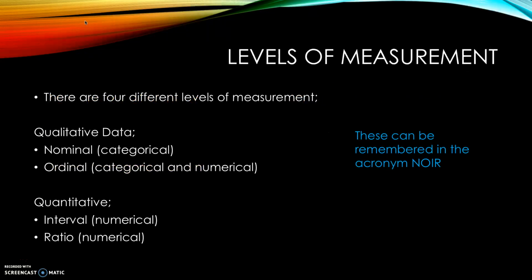Now we move on to levels of measurement. There are 4 different levels of measurement, and these can be remembered in the acronym NOIR. The N stands for nominal, and this is categorical. The O stands for ordinal, and this is categorical and numerical, and these two are both qualitative measurements. The I stands for interval, and this is numerical, just as the R, which stands for ratio, which is also numerical, and these two are more quantitative measurements.